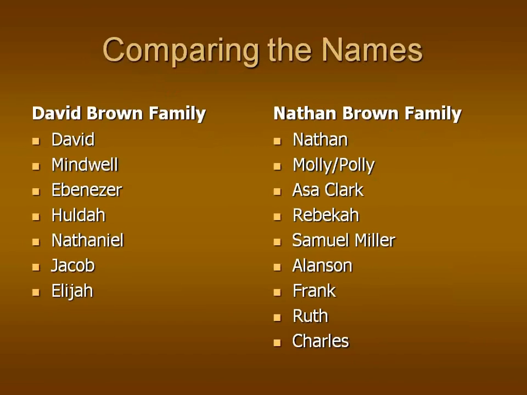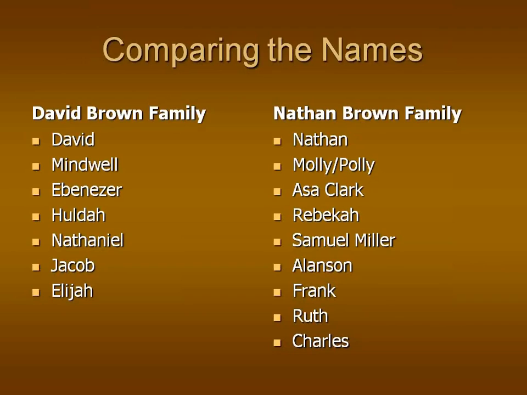So David and Mindwell are the parents. Ebenezer, Huldah, Nathaniel, Jacob, and Elijah are the children. Now, the Nathaniel in the David Brown family should be the same person as the Nathan in the Nathan Brown family, okay? Because I'm trying to connect two families, and I'm trying to show that David would be Nathan's father. So you see, in the Nathan Brown family, we have Molly, Asa, Clark, Rebecca, Samuel, Allison, Frank, Ruth, and Charles.